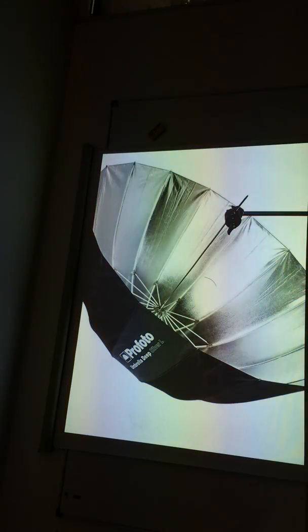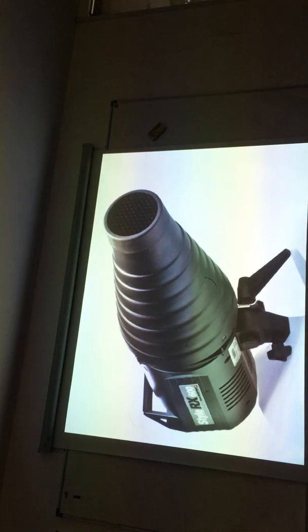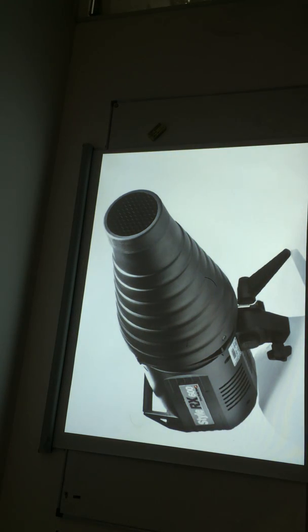This umbrella is very useful. We have silver and white, there's 2. We also have flashlight snoot. This one we don't use often. Jewelry we use it often. It's the same thing, just put it in front there. It's a cone, so the light will project very small. It's for jewelry purposes, direct light to jewelry.